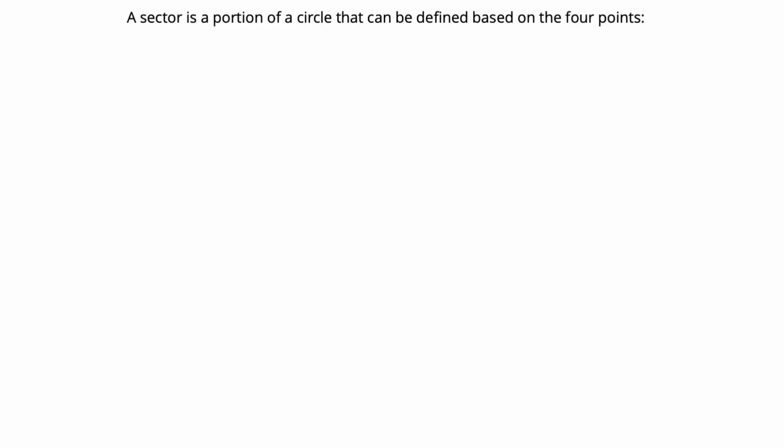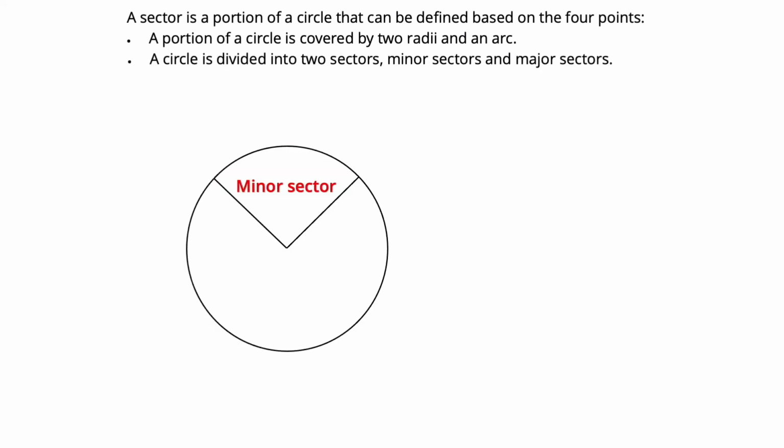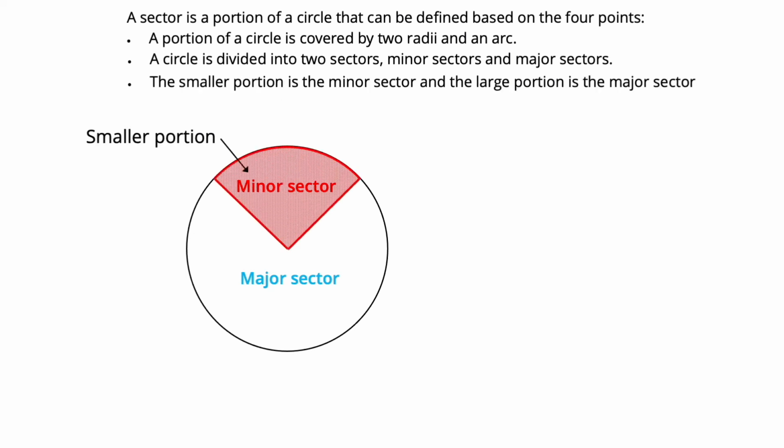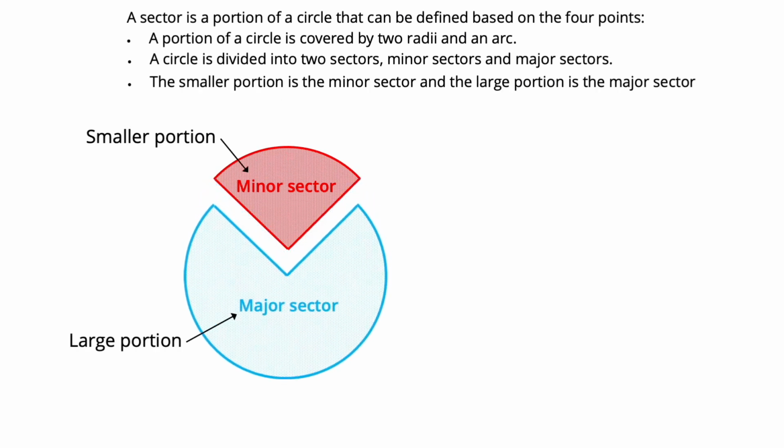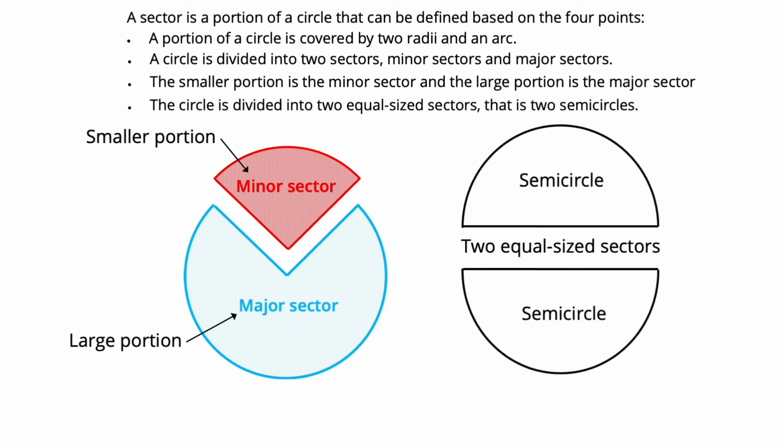As a conclusion, we have learned what is the sector of a circle. A sector is a portion of a circle that can be defined based on the 4 points. A portion of a circle is covered by 2 radii and an arc. A circle is divided into 2 sectors, minor sector and major sector. The smaller portion is the minor sector and the large portion is the major sector. The circle is divided into 2 equal sectors, that is 2 semicircles. And we also learned how to find the area of a sector by using the formula theta over 360 times pi r squared.